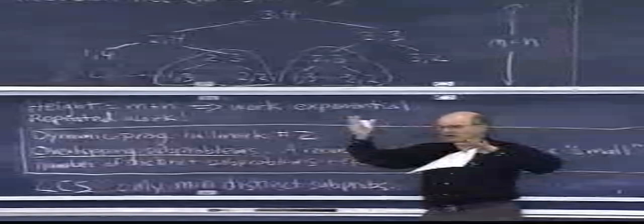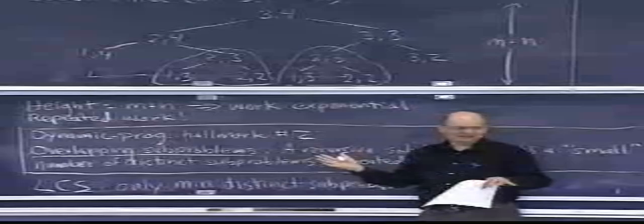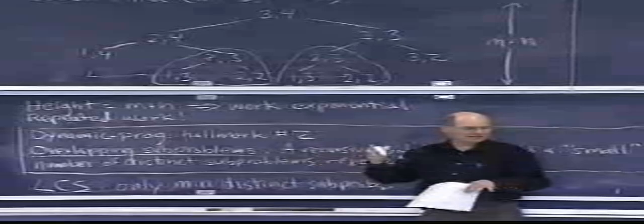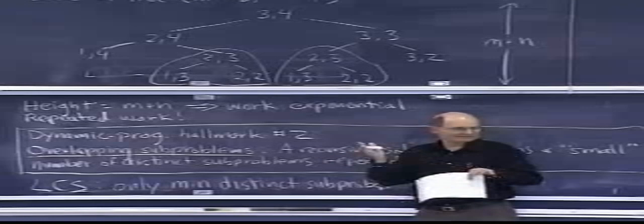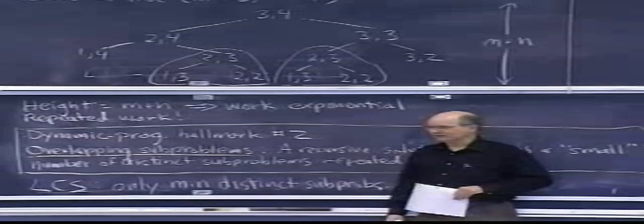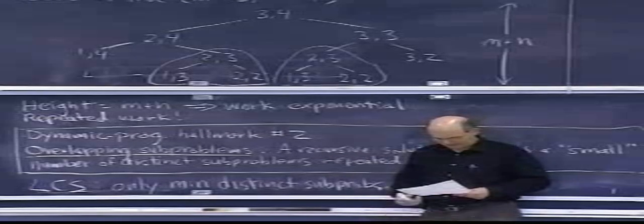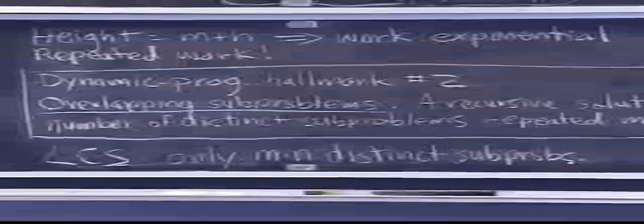So why only mn subproblems? What's a good argument to say that there are only order mn subproblems? Yeah? You have m possible values for the length of x and n possible values for the length of y. So if I look at that whole set of possibilities for the c[i, j], I just need them to run from 1 to m and 1 to n. Okay? In fact, it's just the size.